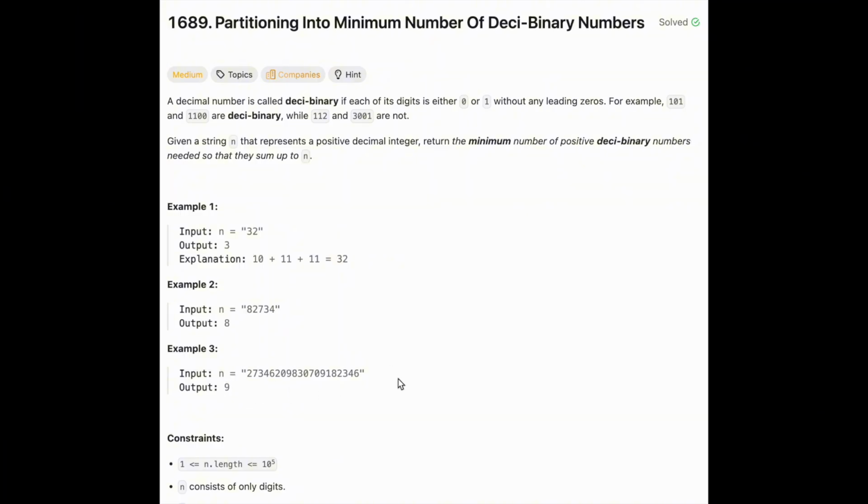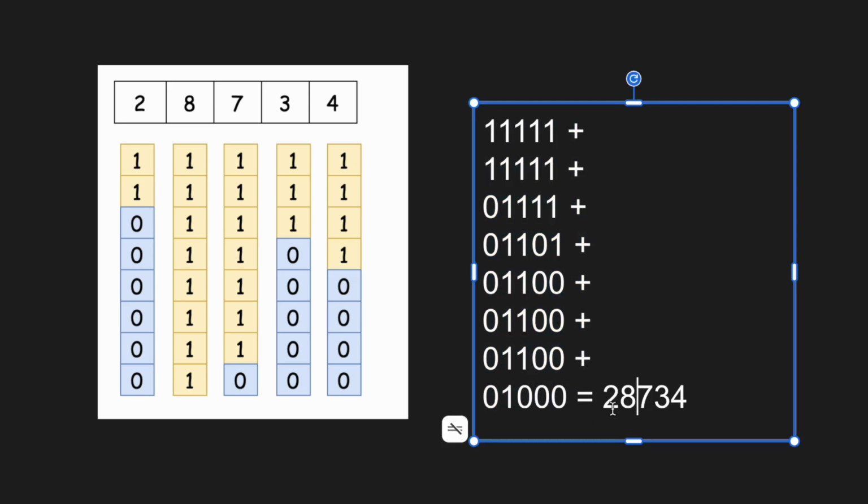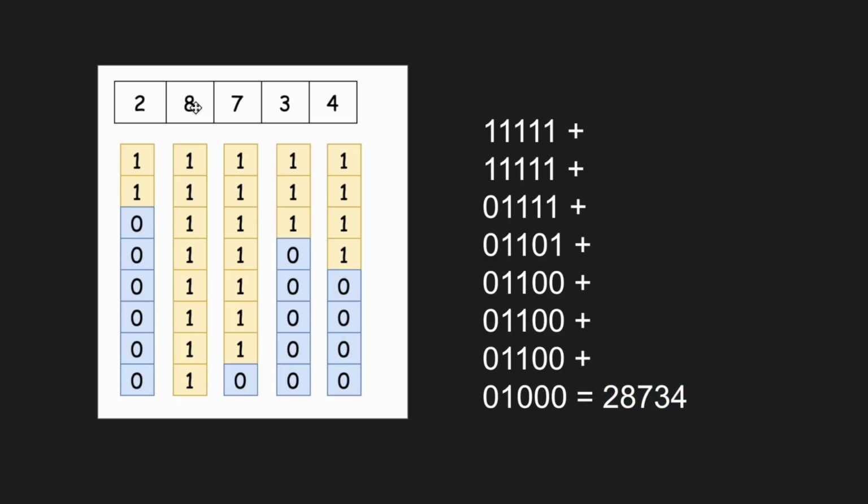So now that we have seen some examples, let's get to how we can solve this problem. For this problem, we can just return whichever is the largest digit. Because if you think about it, let's look at this example. If we look at 8, since we can only have ones and zeros, we know that 8 will need 8 ones added up. So we will need 8 numbers to get the result. And as you can see, if you add these 8 numbers up, it will equal to this, which is a number that we're looking for. So we can just return the max digit in the string.